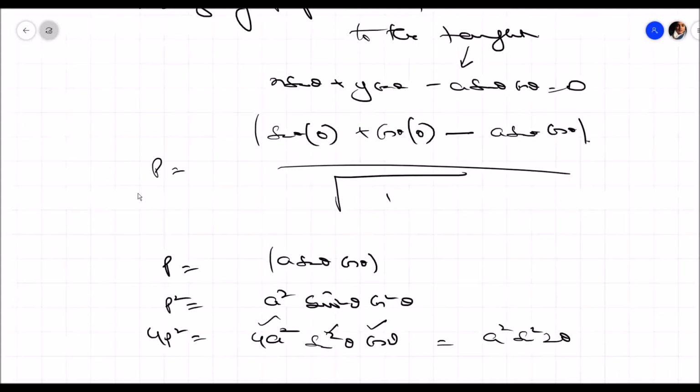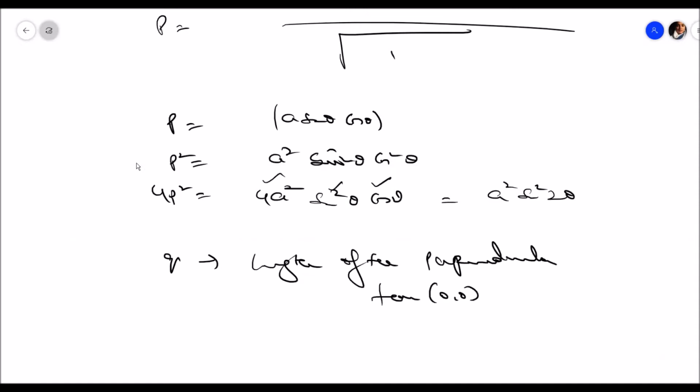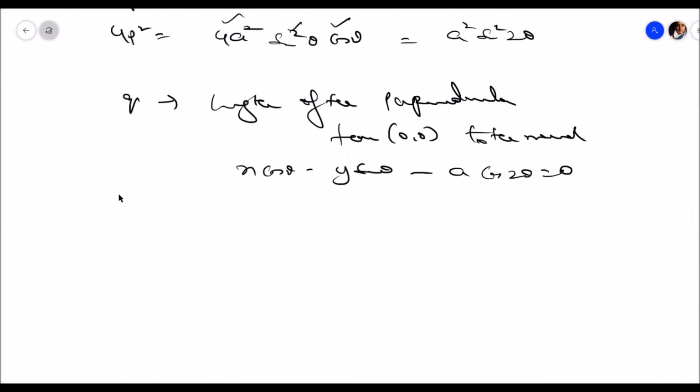Okay, similarly q is nothing but the length of the perpendicular from 0, 0 to the normal. And what is the equation of the normal? It is x cos theta minus y sin theta minus a cos 2 theta is equal to 0. So applying the same thing, q will be nothing but modulus of minus a cos 2 theta.